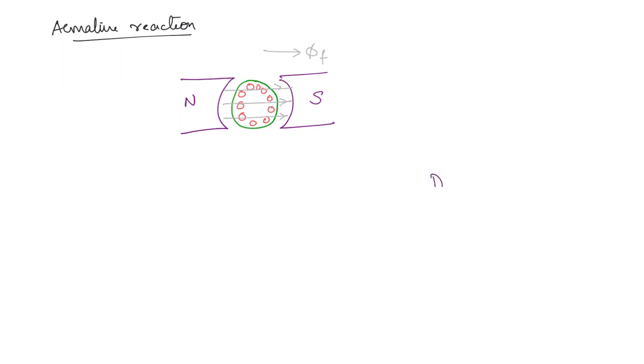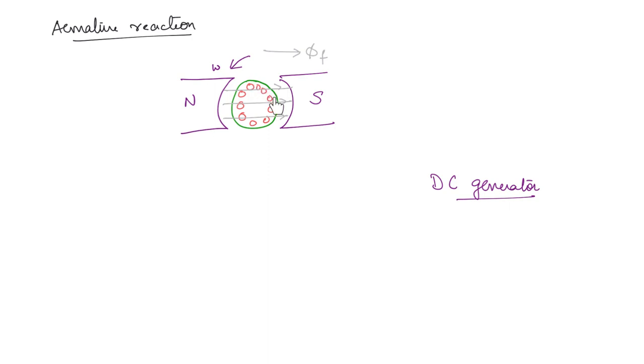Now assume that it is a DC generator. In a DC generator, what is happening? Mechanical force is given and the machine will generate voltage, right? So we will assume that the rotor is given a counterclockwise direction. Let us take this angular velocity to be omega.